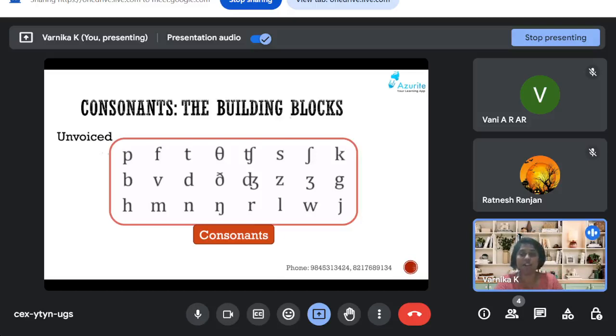So in this chart, you have the first row and the H, right? This symbol is an unvoiced consonant sound. So let's see what they are. I'm going to repeat twice. Repeat after me.